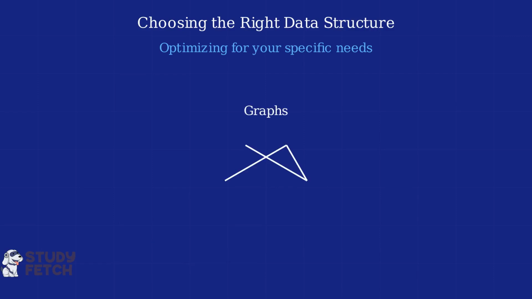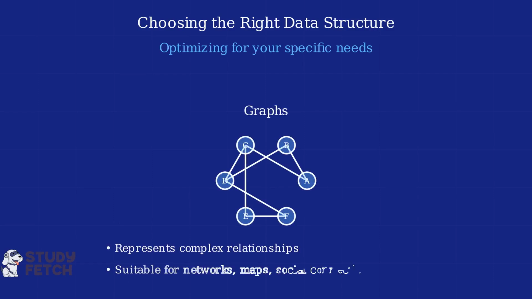Graphs represent complex relationships between objects. They're ideal for modeling networks, maps, and social connections, with specialized algorithms for different problems.